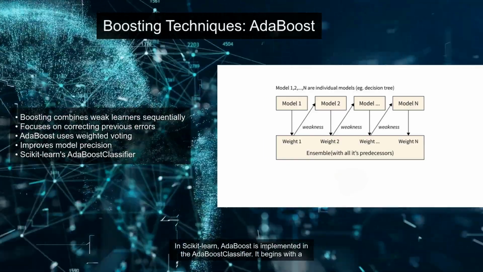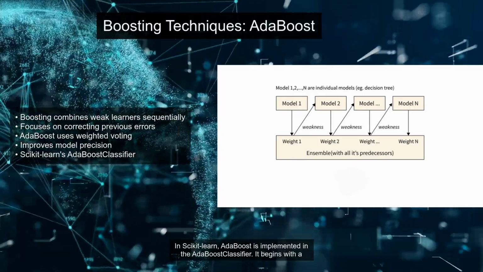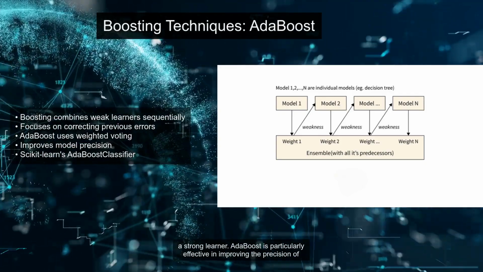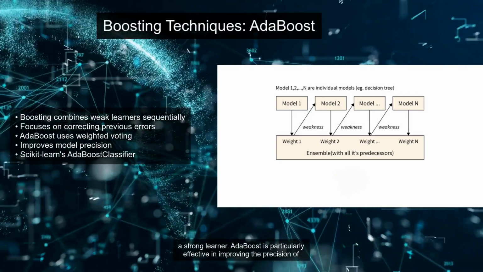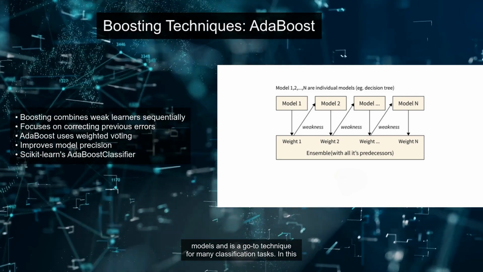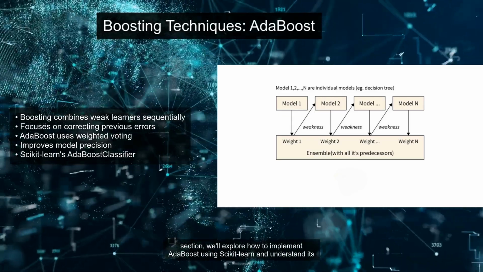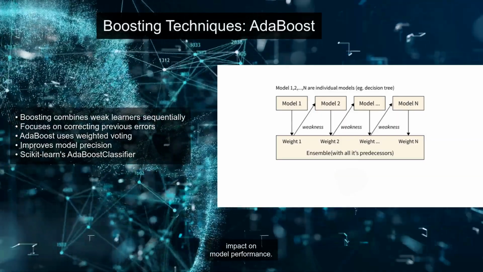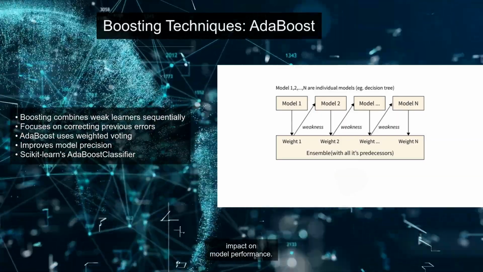In Scikit-learn, AdaBoost is implemented in the AdaBoost classifier. It begins with a weak model, often a decision tree, and iteratively adds models to form a strong learner. AdaBoost is particularly effective in improving the precision of models and is a go-to technique for many classification tasks. In this section, we'll explore how to implement AdaBoost using Scikit-learn and understand its impact on model performance.